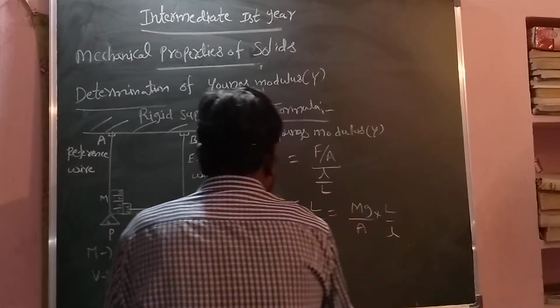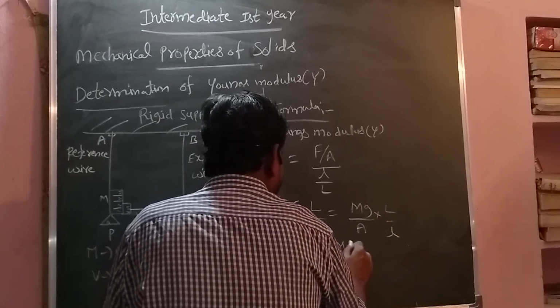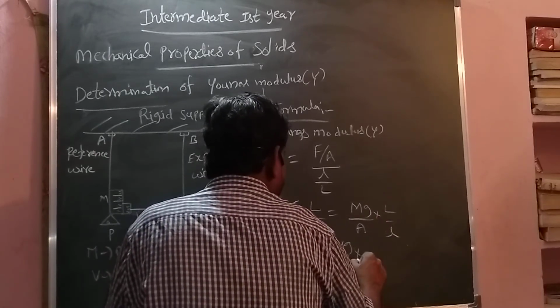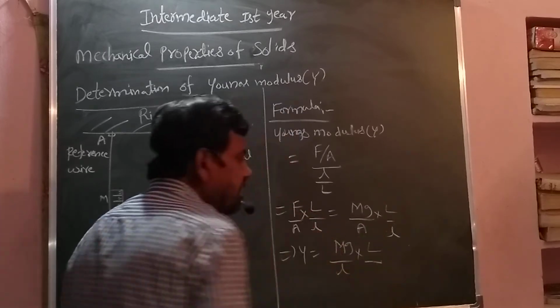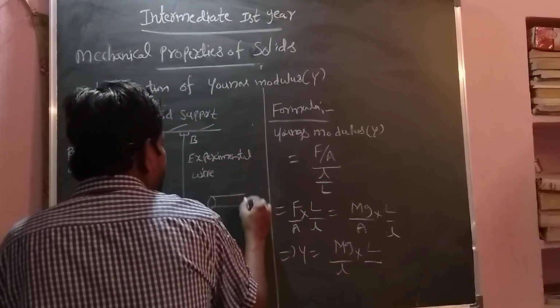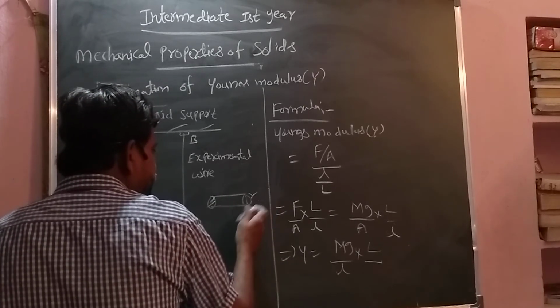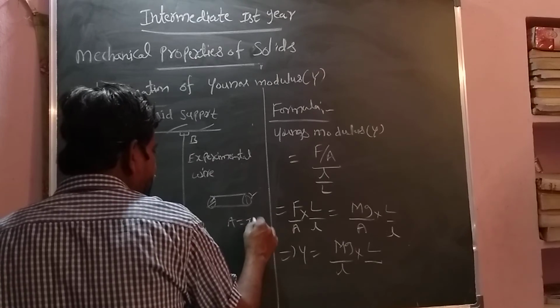What is the capital A? If you take any metallic wire, it is like a cylinder. So this is the area of cross section, where r is the radius. What is the area of cross section? That is pi r square. So what is A? Pi r square. Okay.